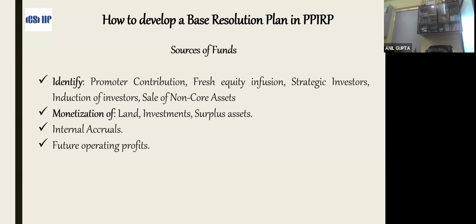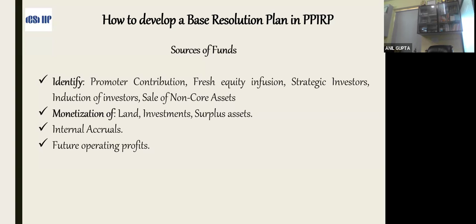Any further clarification, sir? No, sir. Okay, sir. Now, the source of funds: the promoter contribution, fresh equity infusion the promoter has to bring, strategic investors. Sir, here, that is the problem, sir.